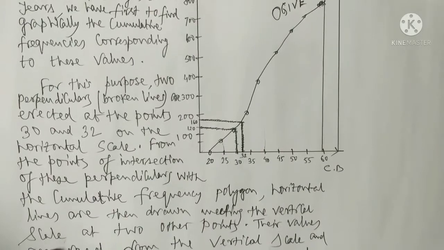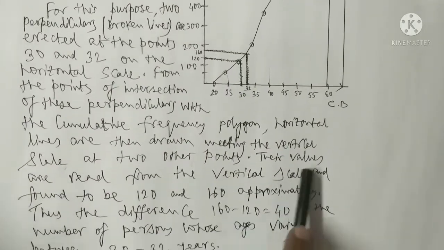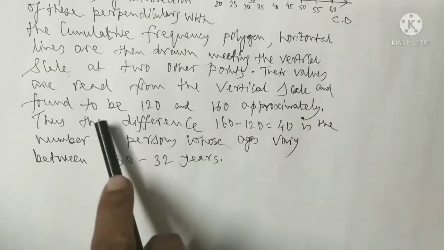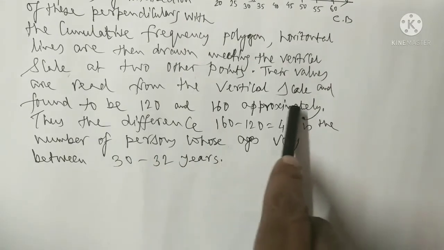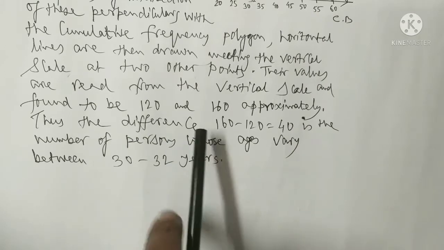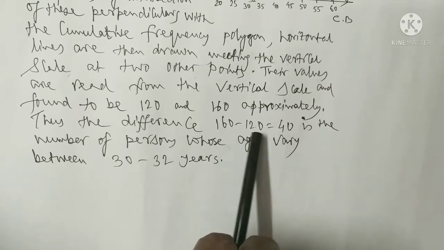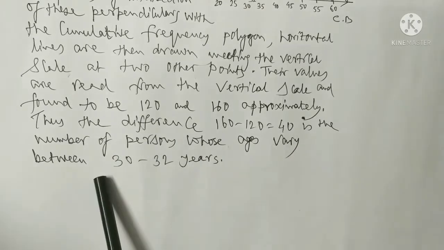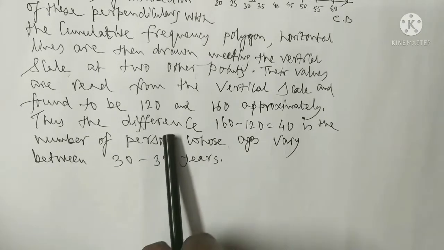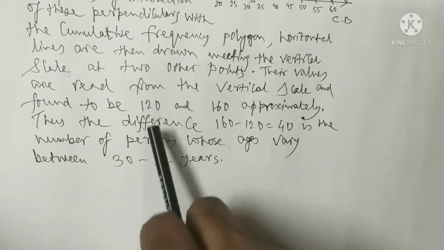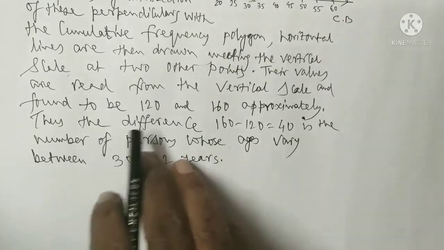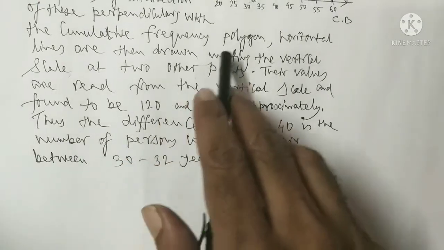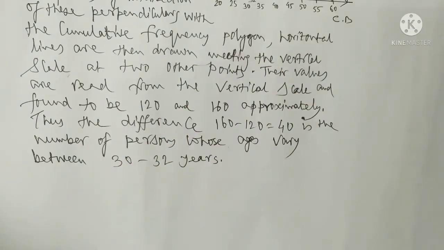meeting the vertical scale at two other points. Their values are read from the vertical scale and found to be approximately 120 and 160. Thus the difference between these two values, 160 minus 120, is 40. Forty is the number of persons whose ages lie between 30 and 32. This is the benefit of this calculation for determining the number of persons, elements or frequencies from two values. This is all for today.